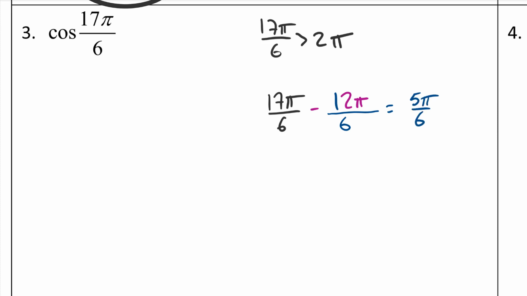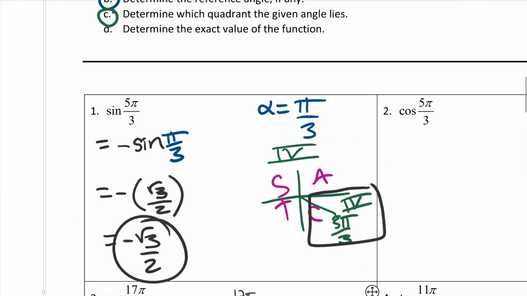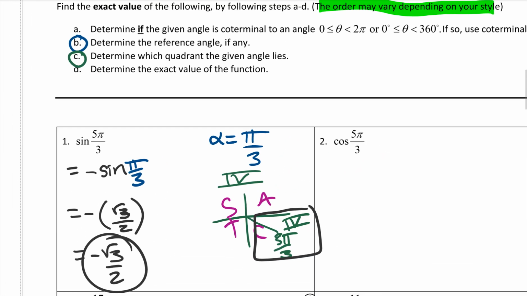So that was part A. That was this from up above, where it says part A, determine if that angle is between 0 and 2 pi, or if it's not between 0 and 2 pi or 0 and 360, find a coterminal angle to make sure that it is. Now we can go through and find out which quadrant the angle lies in or what the reference angle is.